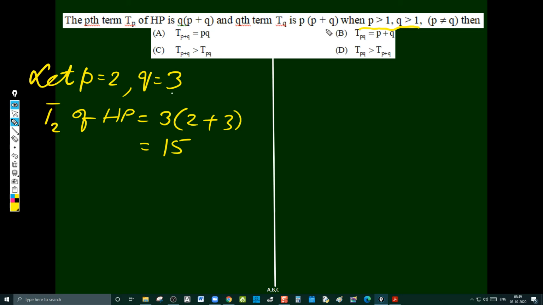TQ is P into P plus Q. T3 of HP is equal to, it is P into P plus Q, 2 into 2 plus 3. It is 10.